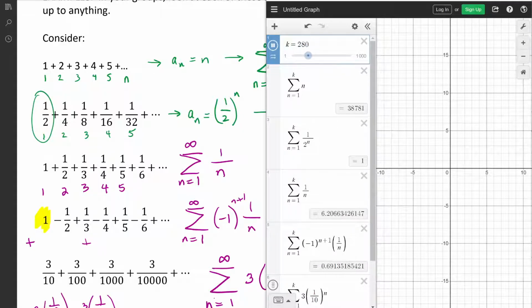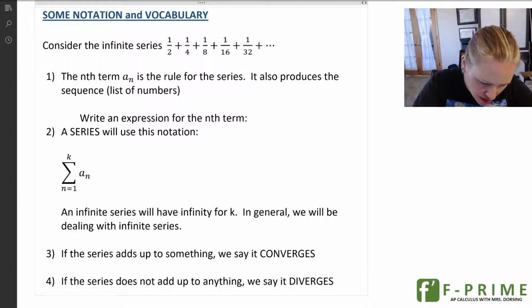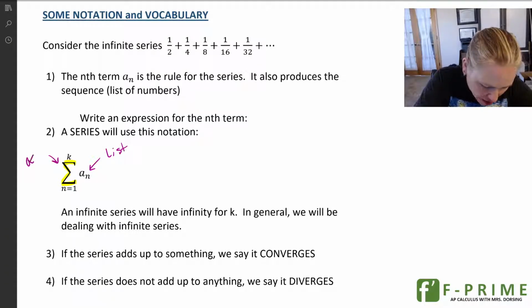So let's talk a little bit more about these series. As I mentioned before, we're going to use a lot of the same vocabulary here with series as we did with integrals. A couple little notation things to tidy up here. Remember, the nth term a sub n is the rule for the series. So it's the rule that produces the list of numbers that we add together. The sigma, that little e that's shown here, just means add them up. That's summation notation. So a sub n just produces the list. The sigma says add up the list.